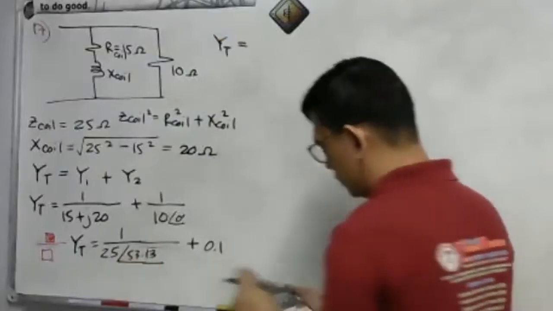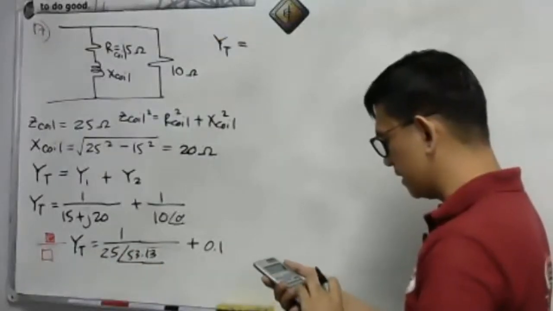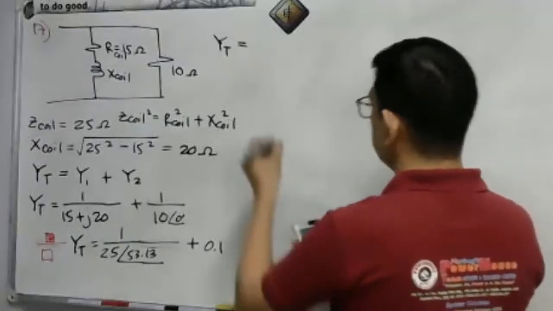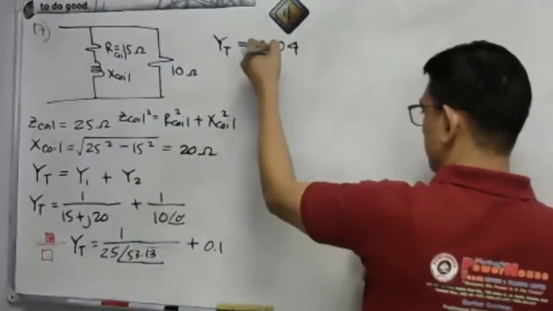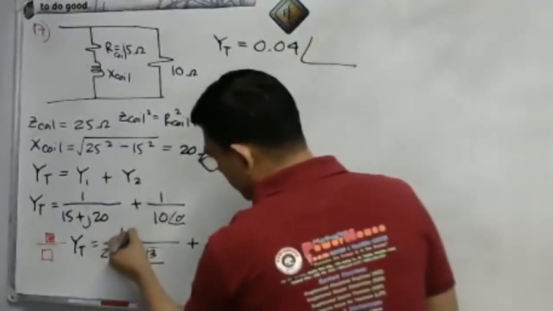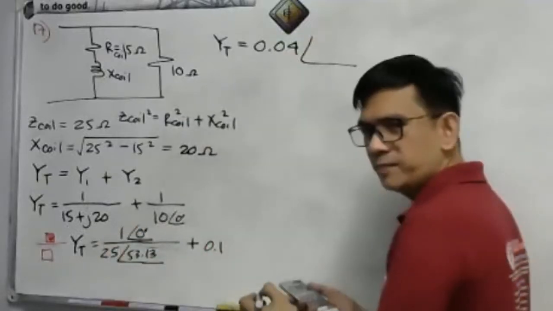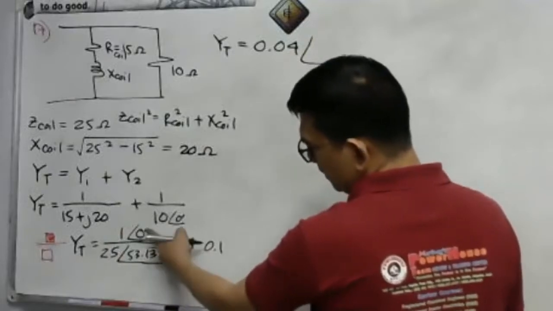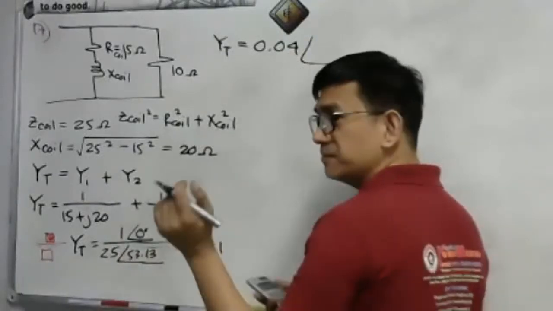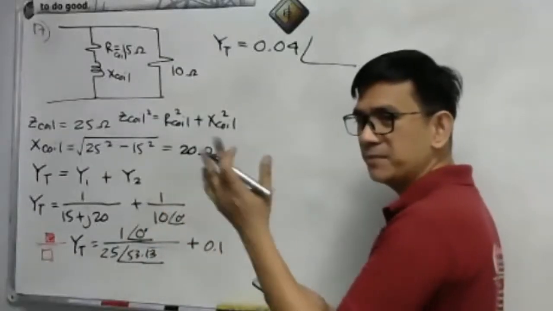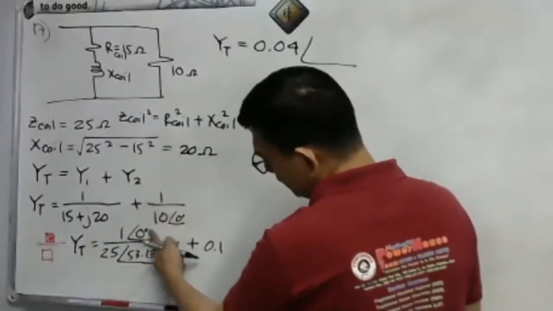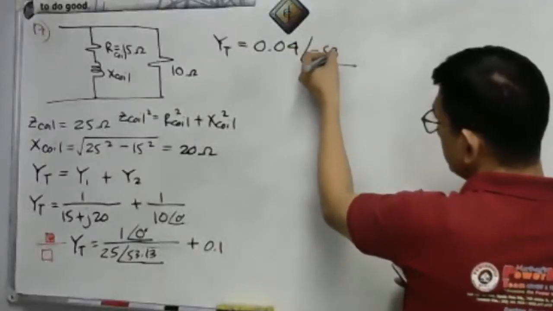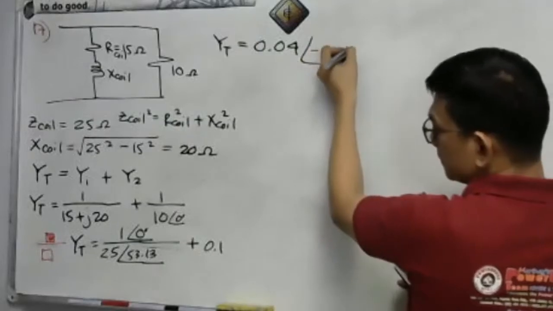What is 1 divided by 25? 1 over 25 is 0.04. Di ba yung 1 na to, may angle to, 0 degree, yung complex number. Pag nagde-divide ka ng complex, this will be 0 minus. Pag nagde-divide, minus. Pag nagmo-multiply, pina-plus yung angle, di ba ganon? So, 0 minus, so that will become negative 53.13, right?